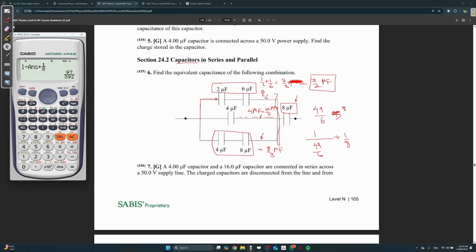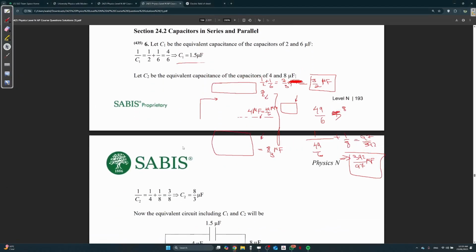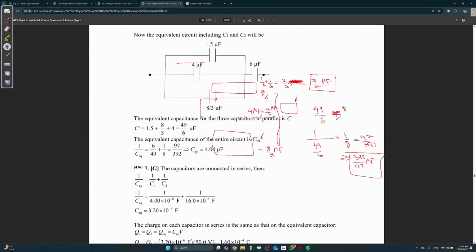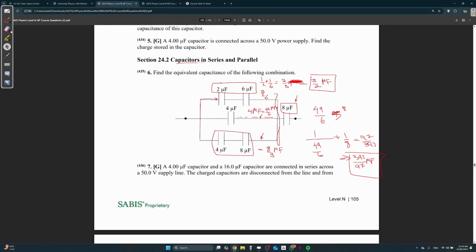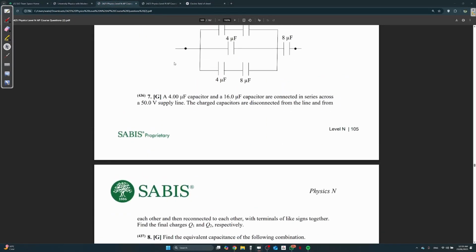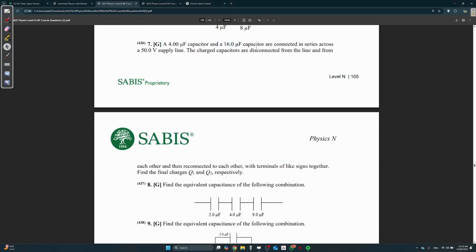So 1 divided by answer plus 1 over 8. I get 97 over 392. So therefore, flipping it, we're going to get 392 over 97 microfarads. Okay, let's flip this. You get approximately 4.04. What's the answer they got? 4.04 microfarads.